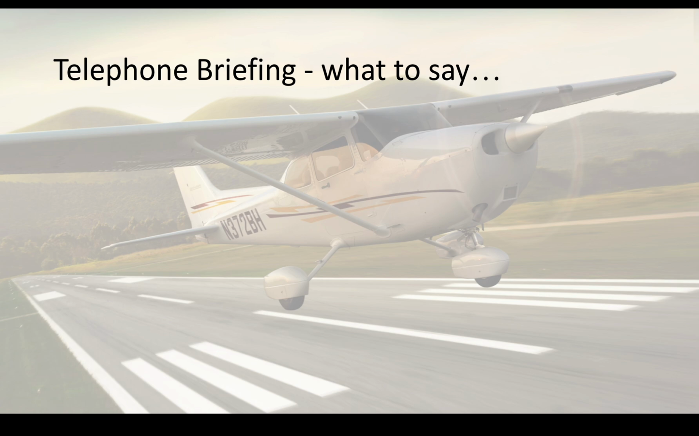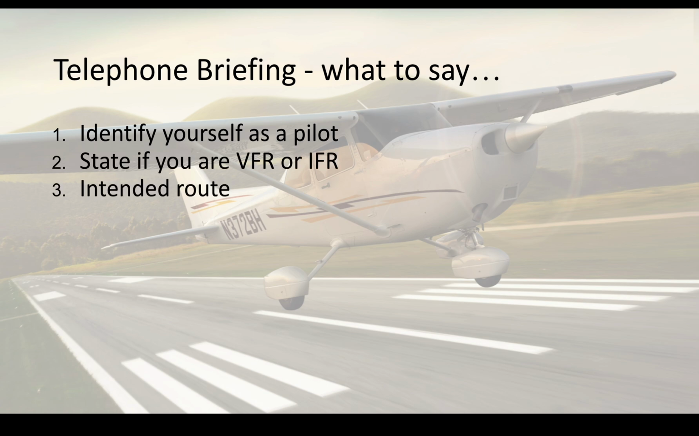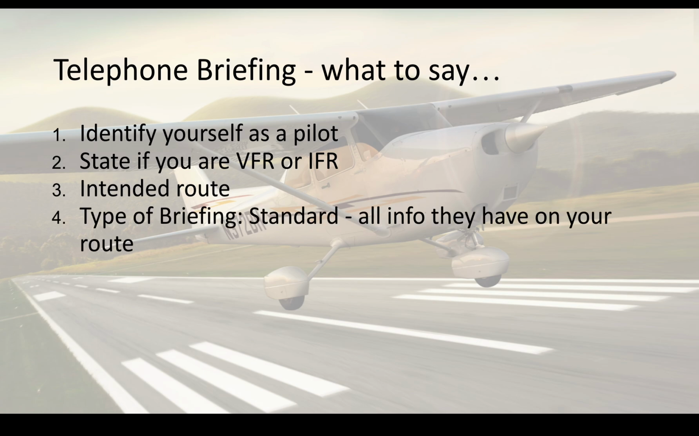But when you call them up, you call 1-800-WX-BRIEF, and you say, I'm a VFR pilot. I'm going on your route from Salt Lake City to Grand Junction, Colorado, and they might ask you for the airport identifiers. Salt Lake City, Sierra Lima Charlie, and Grand Junction is Golf Juliet Tango. And type of briefing, standard. If I want a standard briefing, that's typically what you call and ask for.